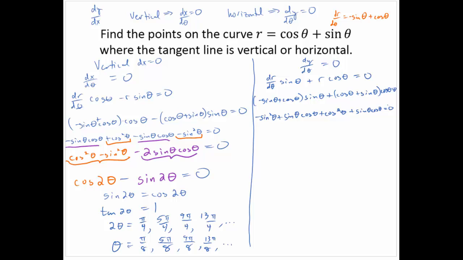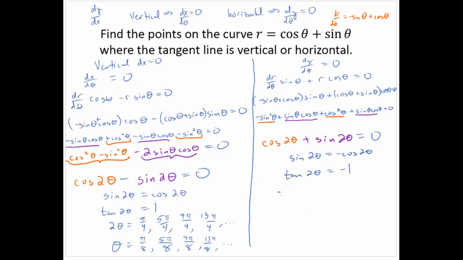Again, I've got a cosine squared theta and a minus sine squared theta, and so that's a cosine 2 theta. And I have a plus sine theta cosine theta and another plus sine theta cosine theta, and so that's going to be a plus sine 2 theta. Not 2 sine 2 theta, but just sine 2 theta, equals 0. So sine 2 theta is negative cosine 2 theta, and dividing through by cosine 2 theta, tangent 2 theta is negative 1.